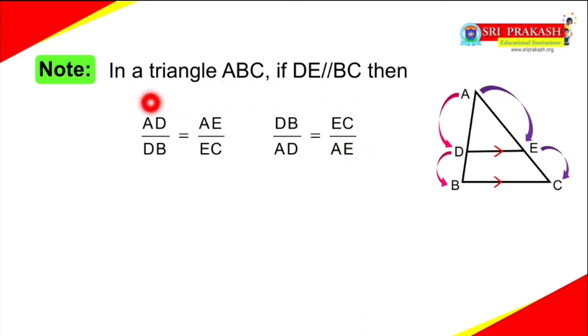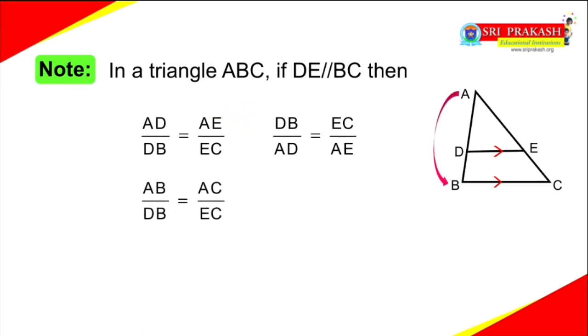Children, we have some more conditions for BPT like AB by DB is equal to AC by EC. Now, the reciprocals of these ratios are also equal. They are DB by AB is equal to EC by AC.